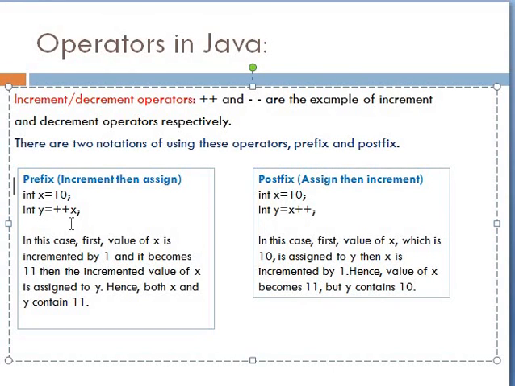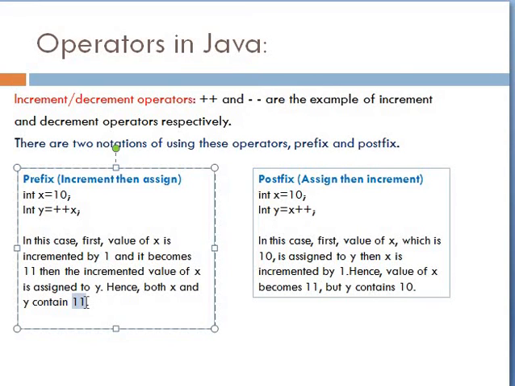So I guess you got the difference between the prefix notation and the postfix notation. In the prefix notation, when y is equal to plus plus x, we got the final value of y as 11. And in the postfix notation, when y is equal to x plus plus, we got the final value of y as 10.